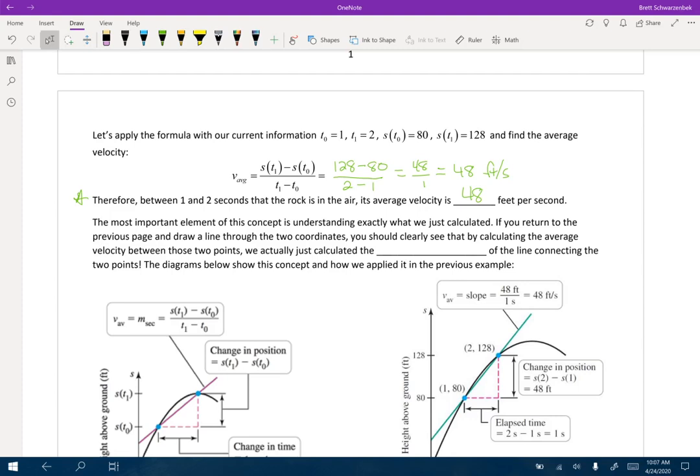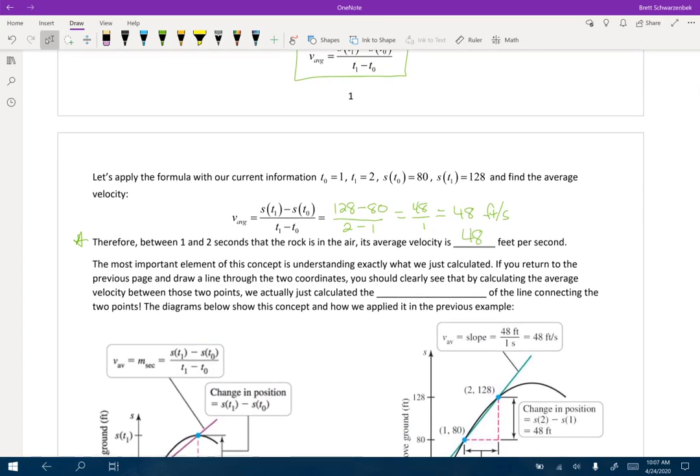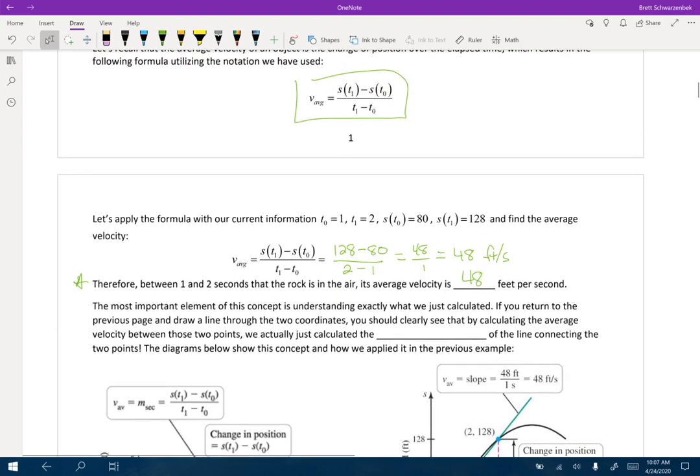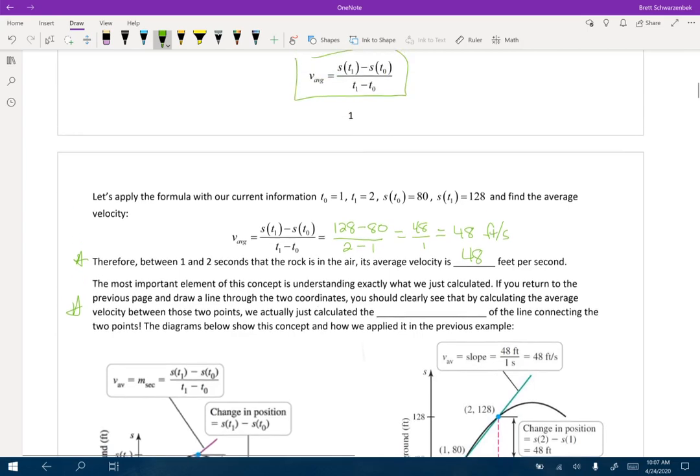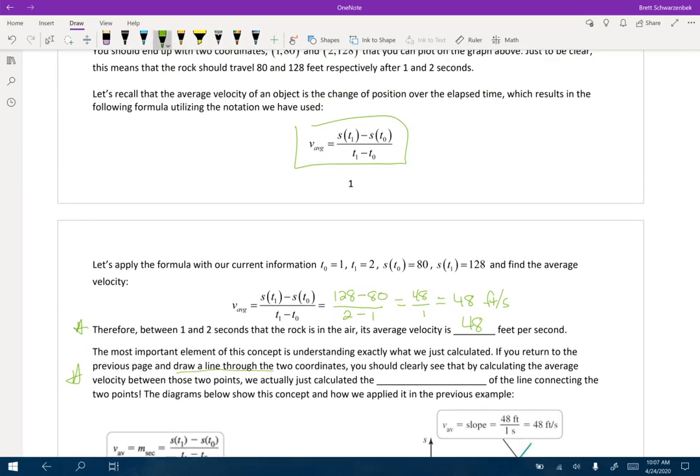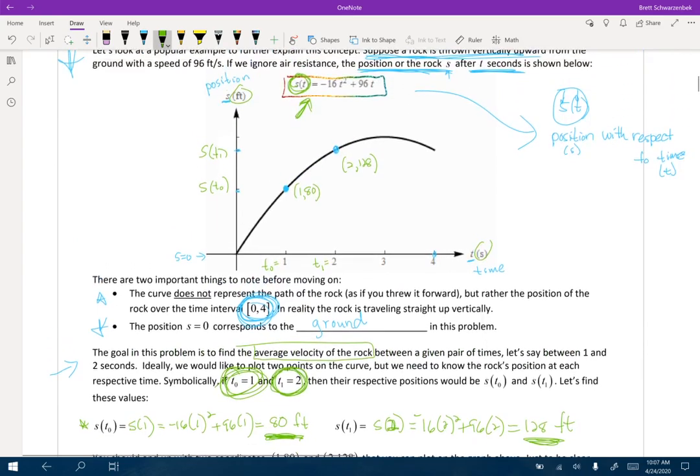Especially in calculus, also physics, we have found our first average velocity using a formal definition. But if we go back to our actual problem, it says the most important element of this concept is understanding exactly what we just calculated. If you turn to the previous page and draw a line through the 2 coordinates, okay, so let's go to our crazy color. Let's say we draw a line through the 2 coordinates.